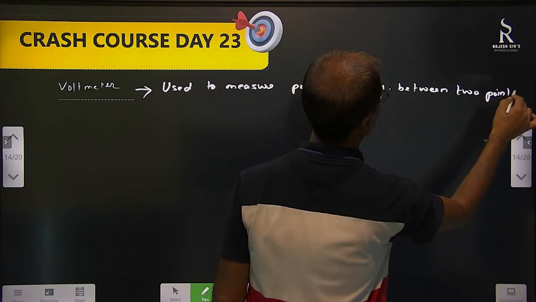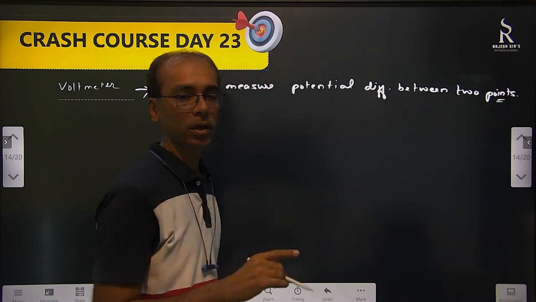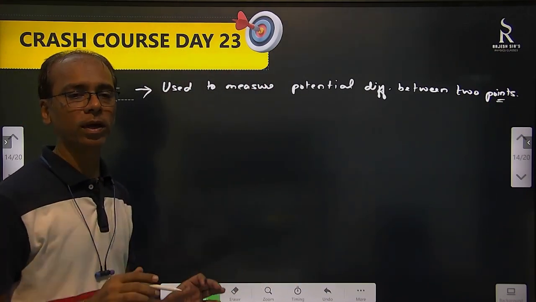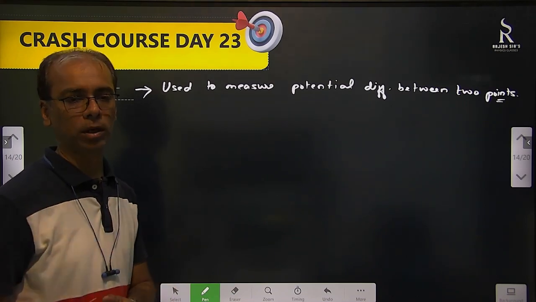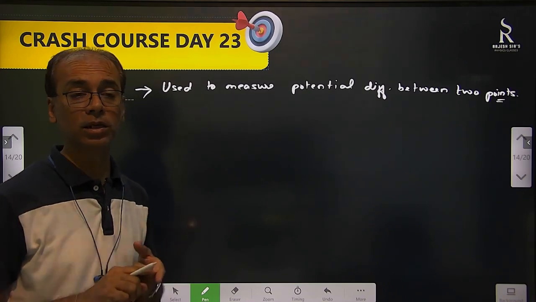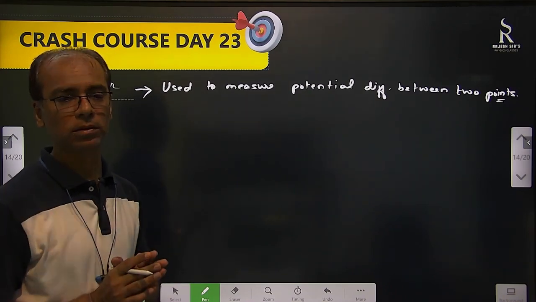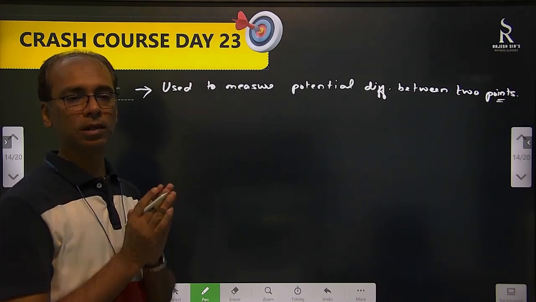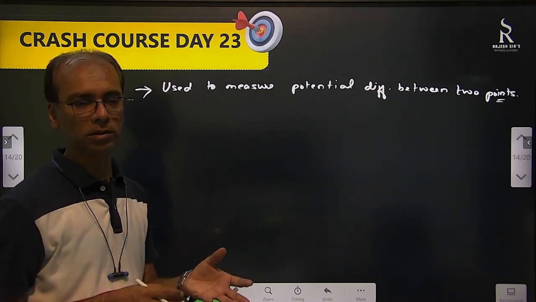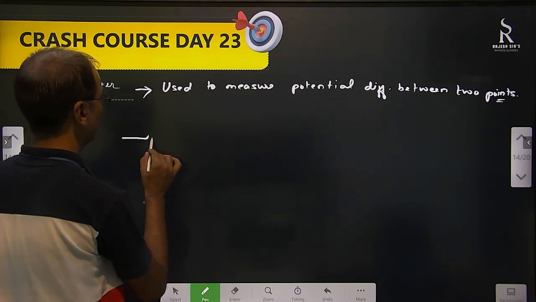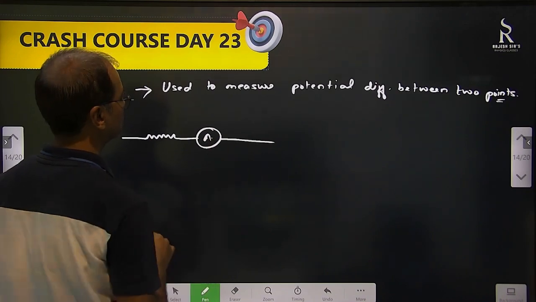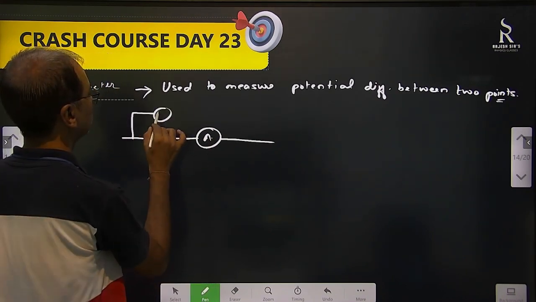The ammeter is always connected in series. Now on that also there are questions. One diagram is made, and you have to identify where the ammeter and voltmeter are connected properly. The ammeter is always connected in series and the voltmeter is always connected in parallel with the resistance. This is how the ammeter is connected, and this is how the voltmeter is connected.